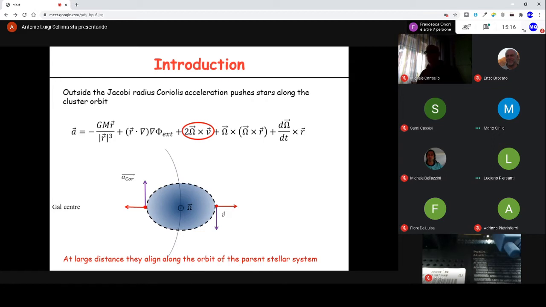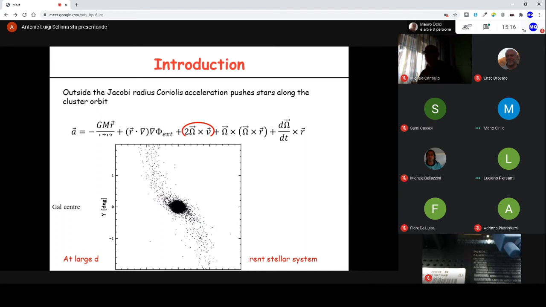So on the two opposite sides of the cluster, this acceleration bends the stars parallel to the velocity vector, the systemic velocity of the cluster, but in two opposite directions. And this is responsible for the torsion of the tidal tails and the characteristic S shape. So with the central part oriented toward the galactic center because of the shape of the Roche lobe, and the external part aligned with the cluster orbit because of the Coriolis force.